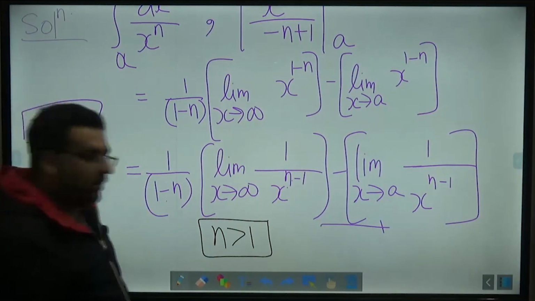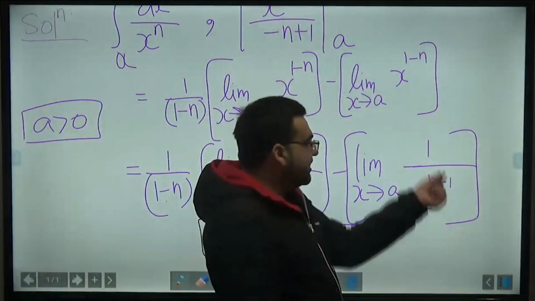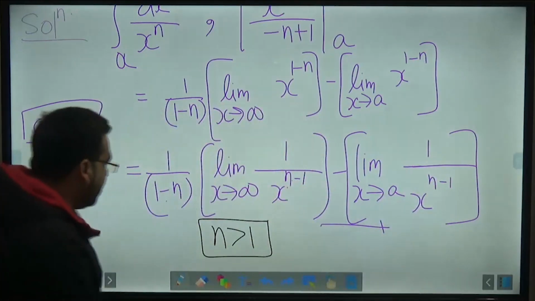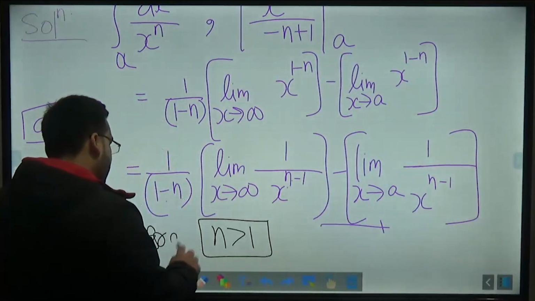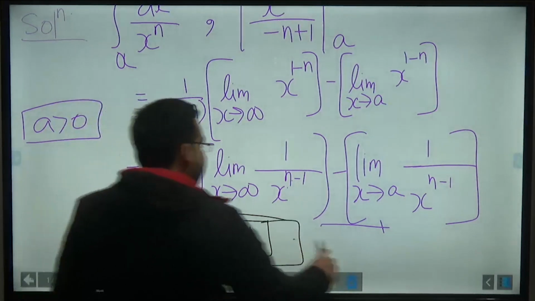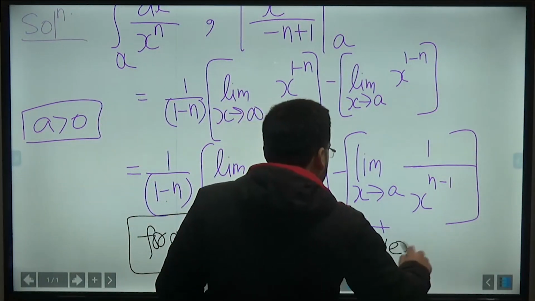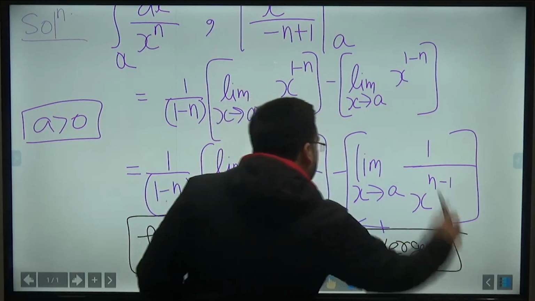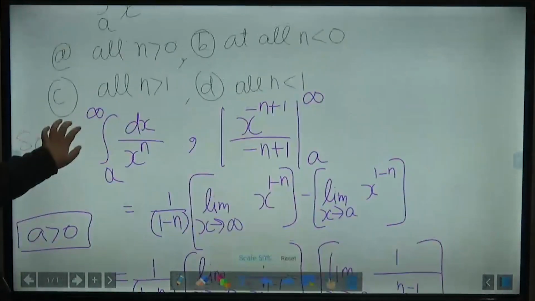If n is greater than 1, and x is some definite point, then you are getting 1 divided by some definite point, so some definite value. So the correct answer is: for all n greater than 1, this series is convergent in nature. Otherwise divergent.